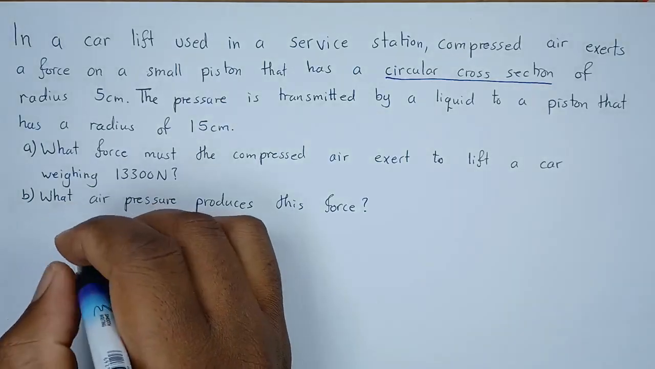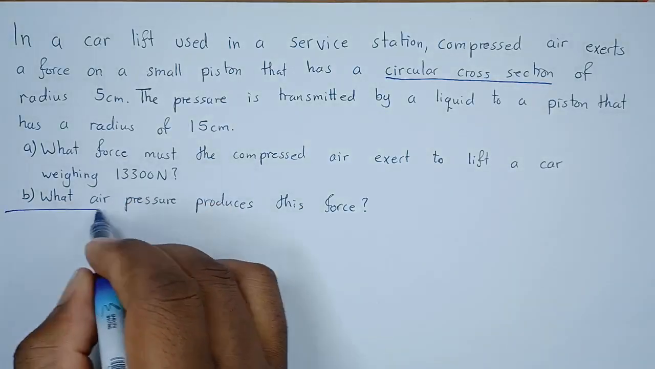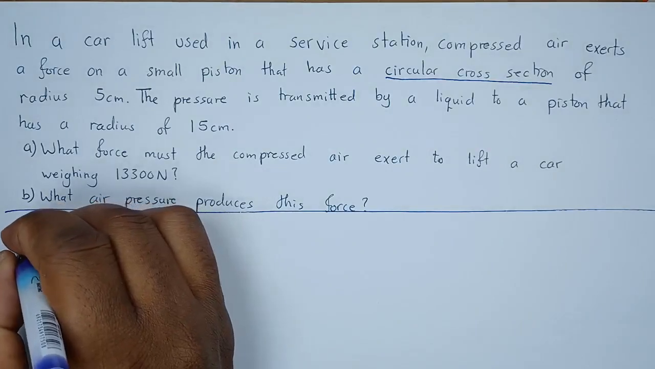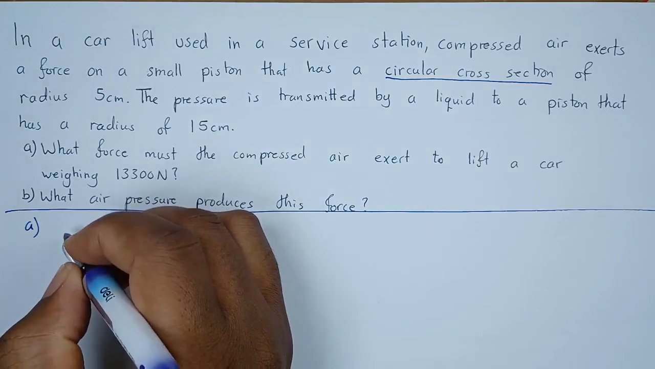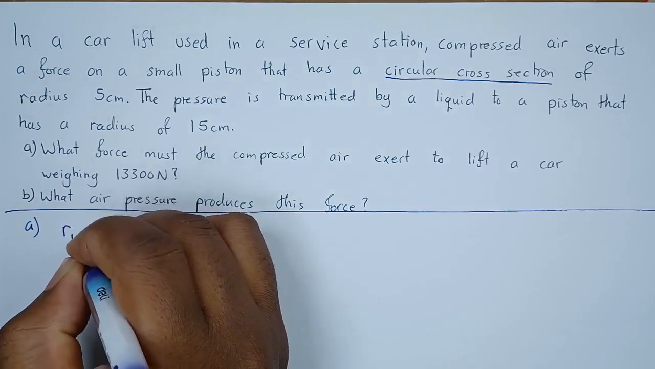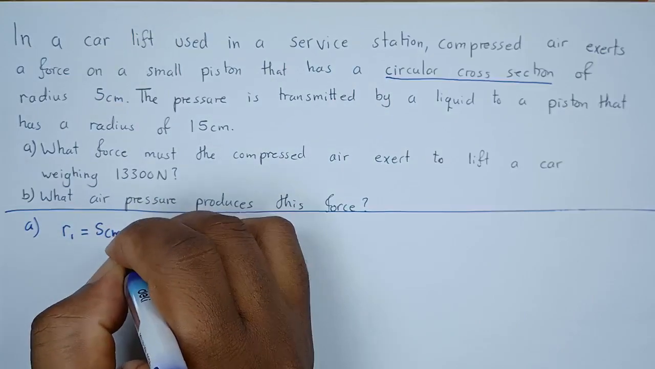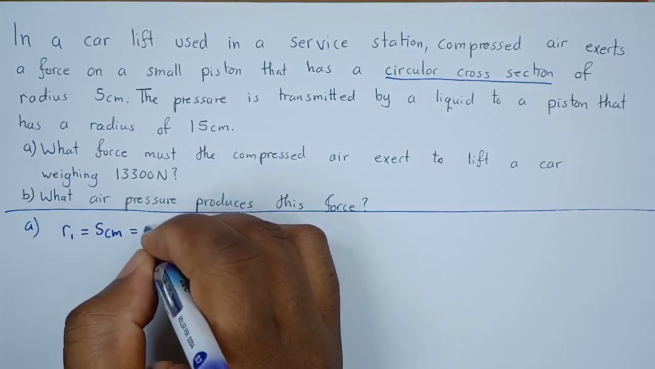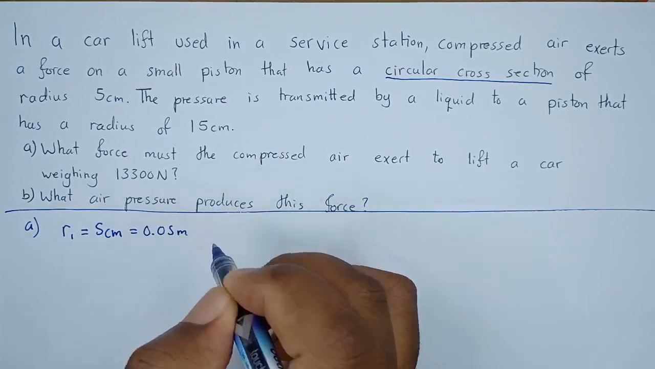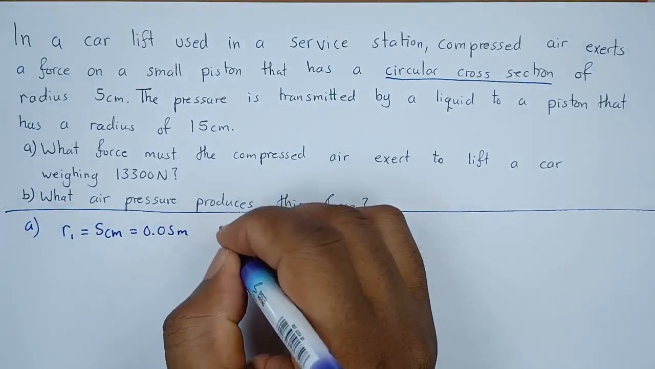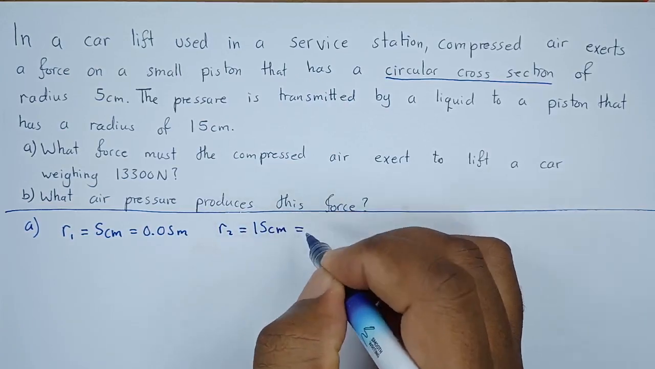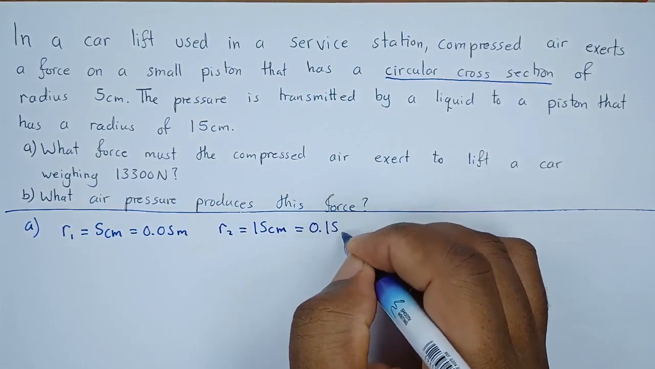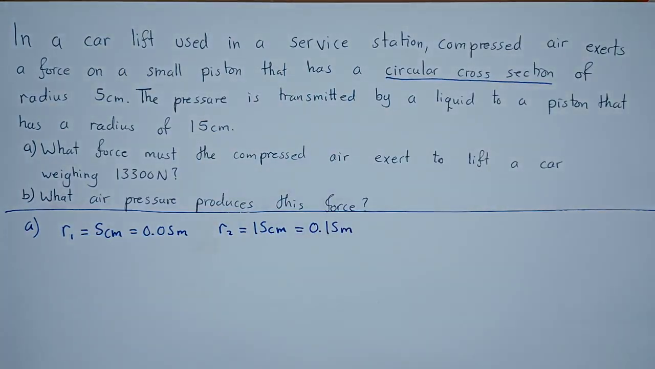Let's just demarcate here like this. So for part A, we've been given radii, so let's call them R1 and R2. R1, we've been given 5 centimeters, which is the same as 0.05 meters. We've also been given R2. R2 is 15 centimeters, which is equivalent to 0.15 meters. So we have the radii R1 and R2.